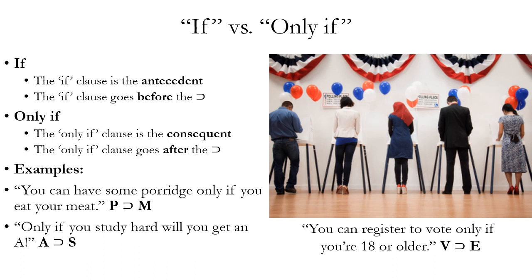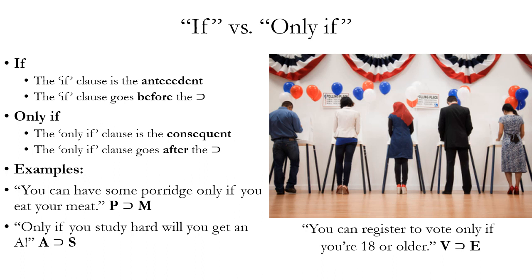So only if you study hard. You study hard, we've translated with the capital letter S, and that goes after the horseshoe. Then the last part of that sentence is, will you get an A? That's basically saying you will get an A. And that's translated by the capital letter A. Because it comes at the end of that sentence, it's actually going to be the antecedent of the conditional. So the capital letter A, which stands for you get an A, goes before the horseshoe.